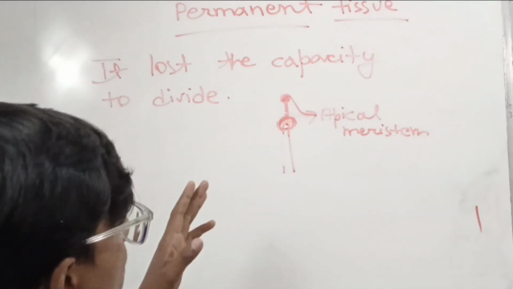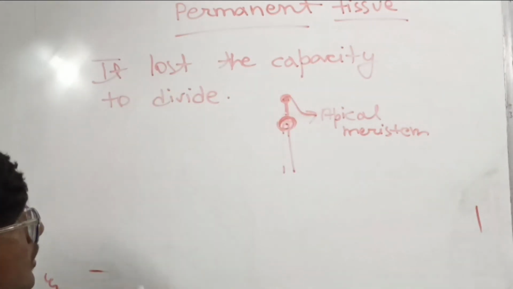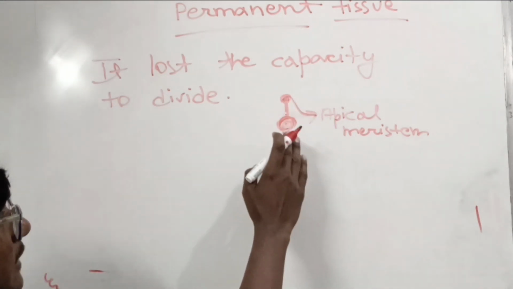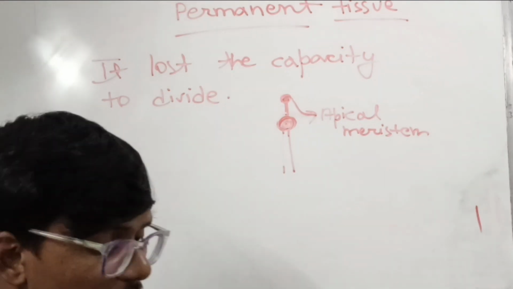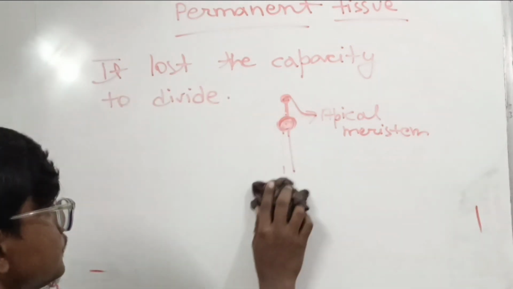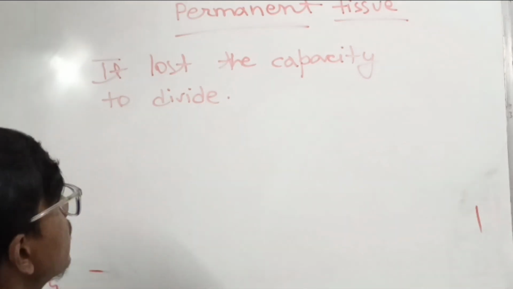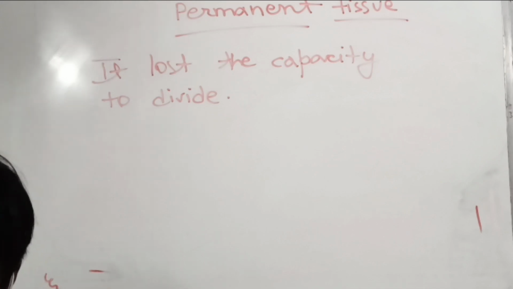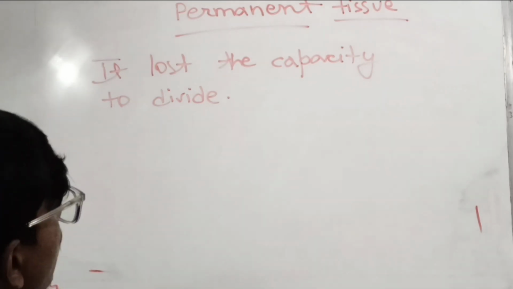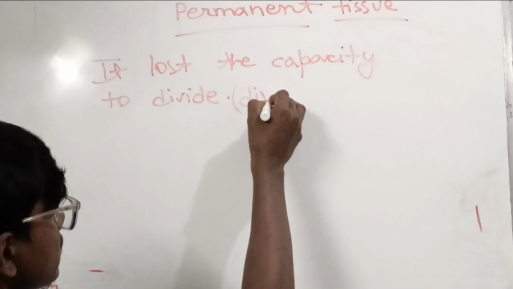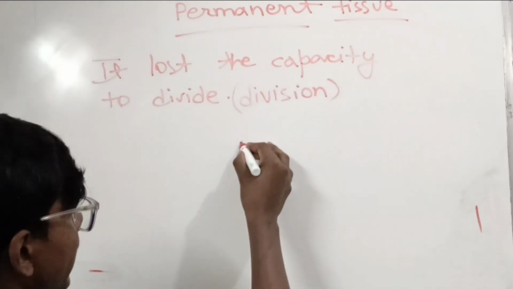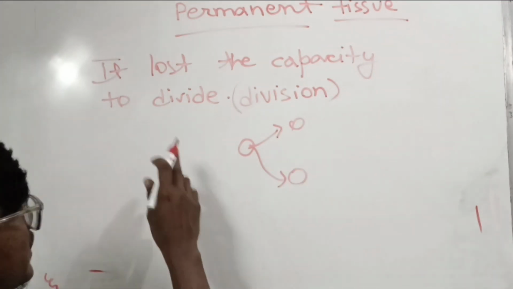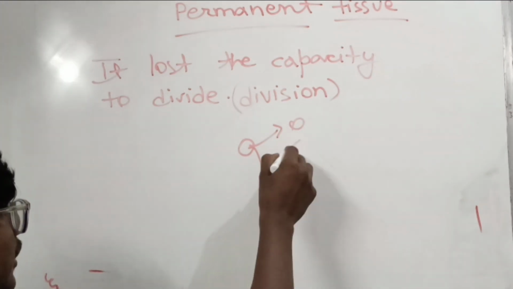That is the definition: it lost the capacity to divide. Now this part will never divide after some time when the apical meristem will change the position, or it will increase the length of the position. So permanent tissue is the one that lost the capacity to divide. You can also say it lost the capacity of division. Like the cells divide, like this is the cell. Now it will form two cells. So it is dividing now. But this permanent tissue lost this capacity.